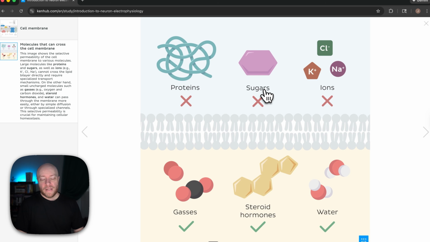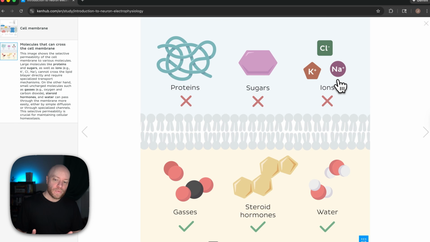Sugars are another thing that are not going to be able to just naturally go through. Like glucose is going to need some kind of carrier molecule to help get it through. And glucose is essential, right? Without glucose, the cell can't even produce energy in the form of ATP. So it's amazing. Again, these things are necessary. It's just, we also want to be very careful about who we let in.